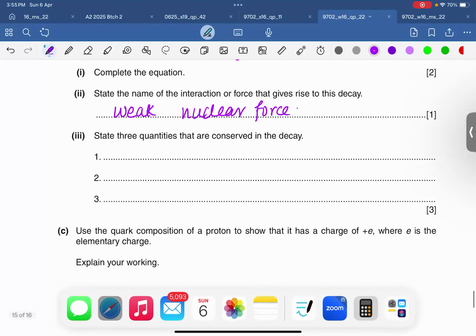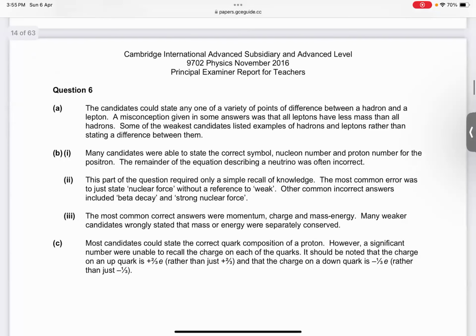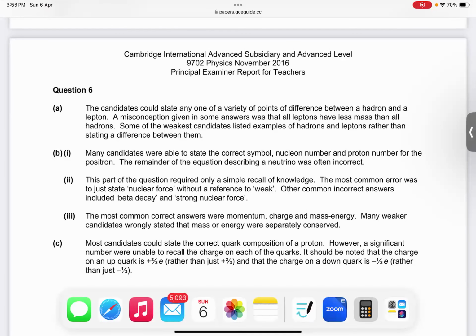Let's see what they are saying in the marking. Look, the second part says the part of the question required only a simple recall of knowledge. Most common error was just to state the nuclear force. Without referring to the weak, other incorrect answers include beta decay and a strong nuclear force. So you have to say the weak nuclear force, right? Only the nuclear force won't give you the mark, right?